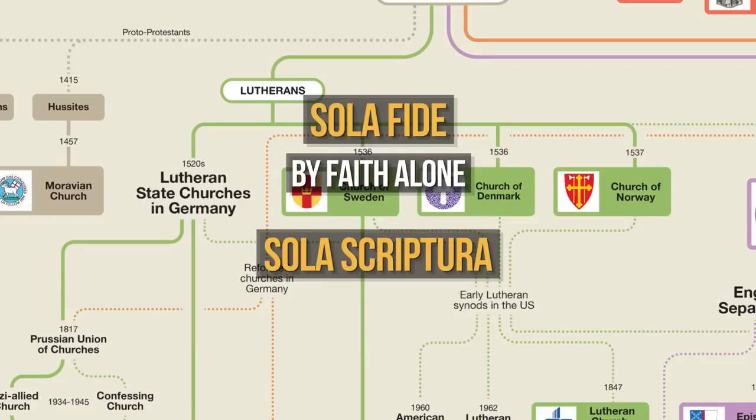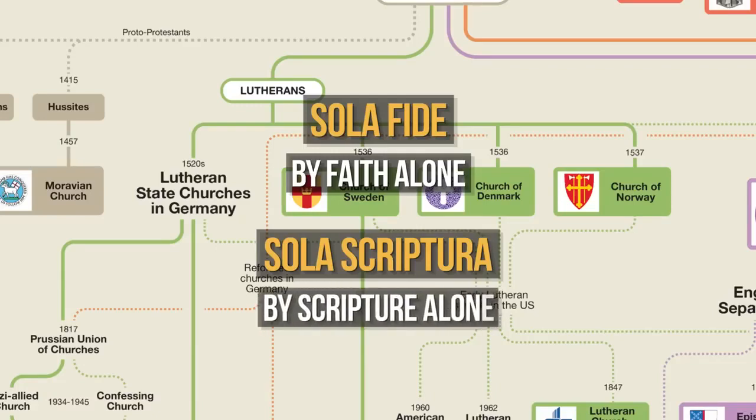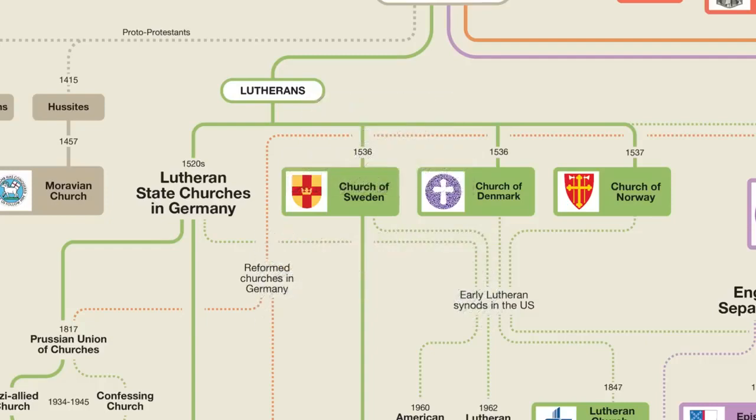Sola scriptura means by scripture alone. According to Protestants, the Bible is the ultimate authority, not the Pope or the Church or anyone else. So like I said, Luther was made an outcast, and at first, it looked likely that the Church would find some way to have him killed.